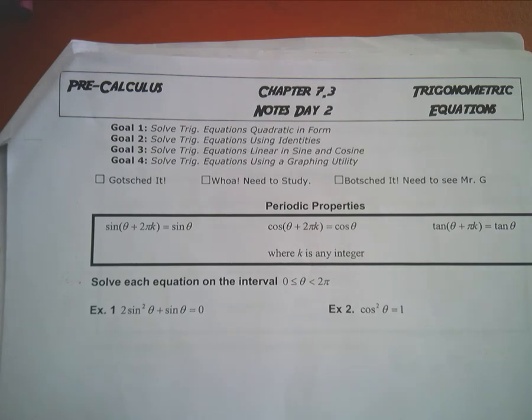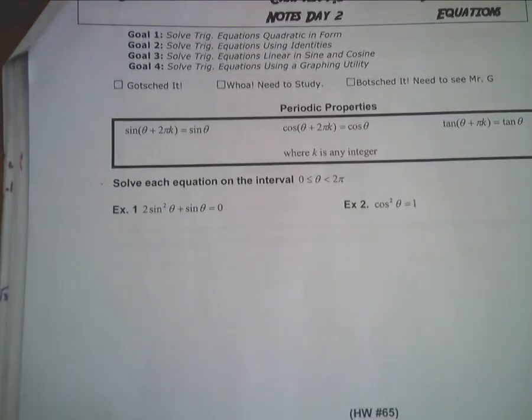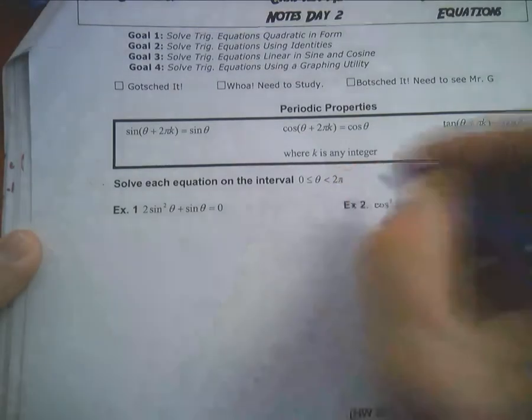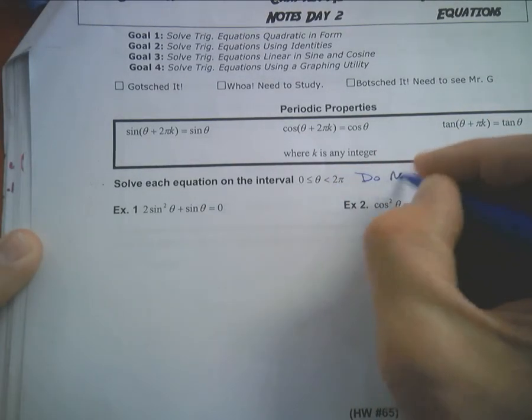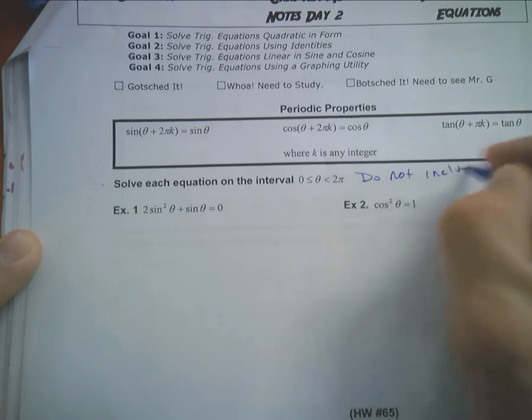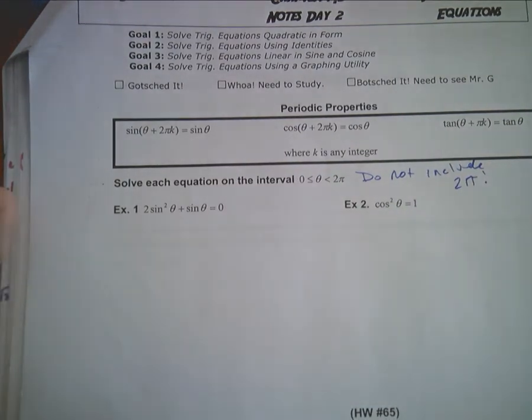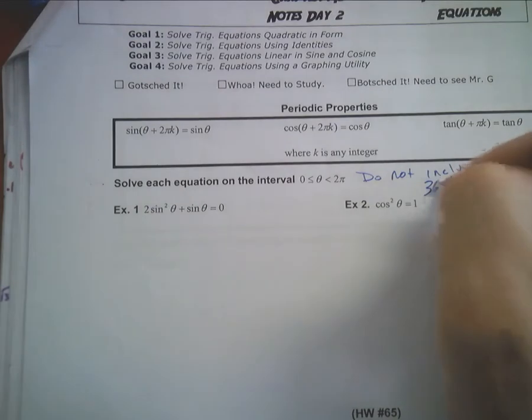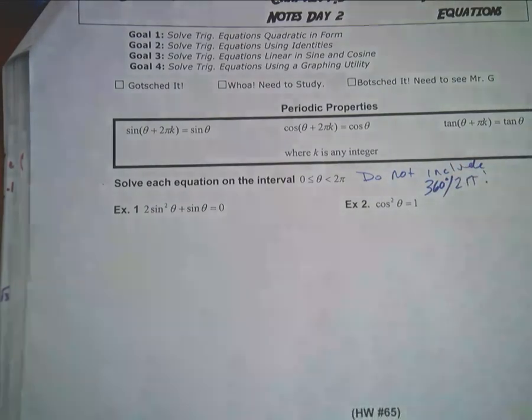Answers are going to be in radians, 0 to 2 pi. Again, it's not inclusive on 2 pi, so there's no equal sign there. So do not include 2 pi. Just like what we did in 7.3 day 1, we're going to include 2 pi or 360. Just in case you didn't know, 360 is 2 pi.